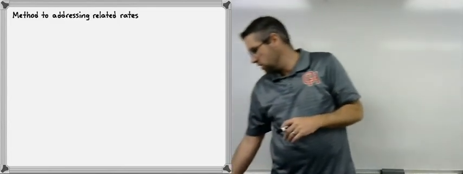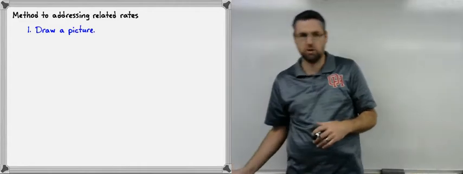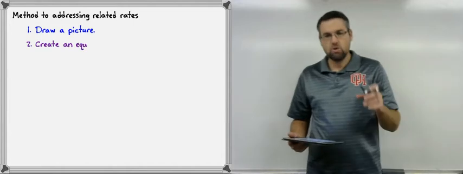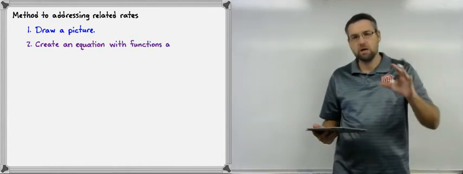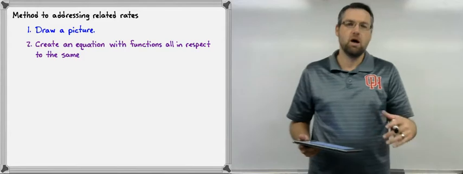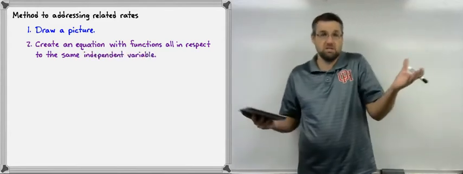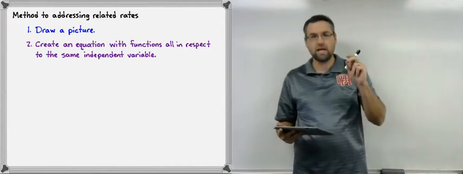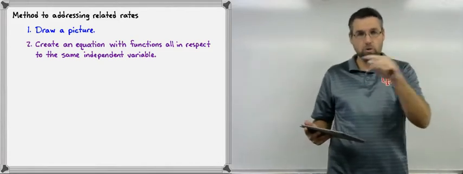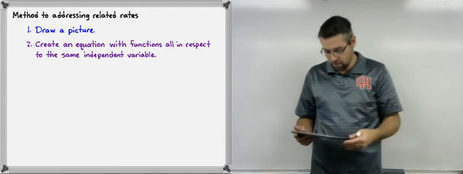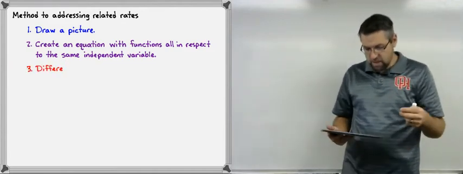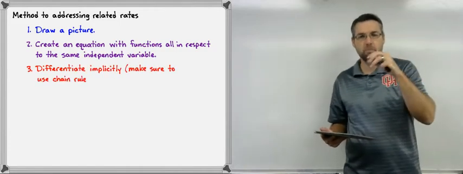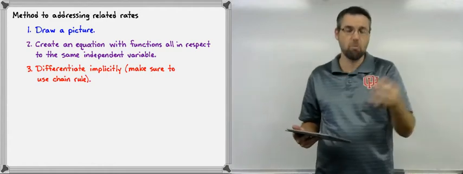The first thing you're going to want to do is draw a picture of whatever's being described and identify with that picture what relationships are going on. Are we talking about the Pythagorean theorem? Are we talking about volume? Are we talking about trigonometry? There's a lot, or similarity. There's a lot of different relationships that we can talk about in these. So step two is to create an equation that relates all those functions of time together. Step three is to differentiate, but make sure you are using implicit differentiation and you're treating pretty much everything as a function of time or of something else.